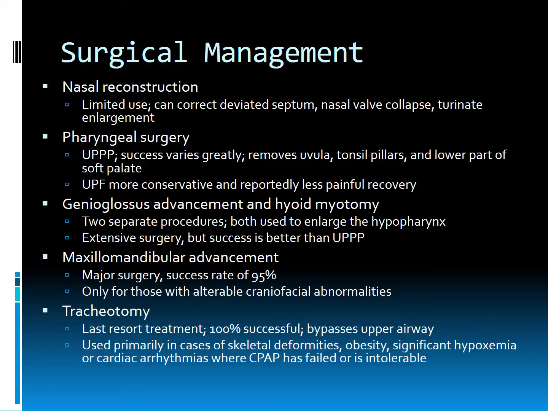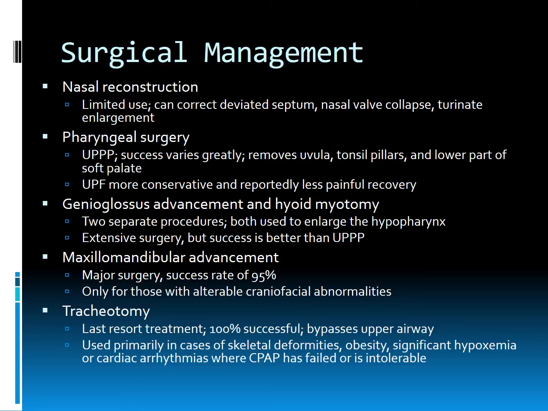Nasal reconstruction. This is of limited use with OSA, but it can correct a deviated septum. It can correct nasal valve collapse and turbinate enlargement. They can grind down the turbinates to make more room up in the nasal passageways.